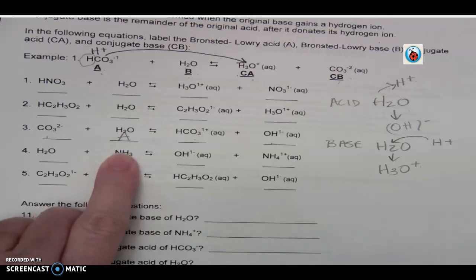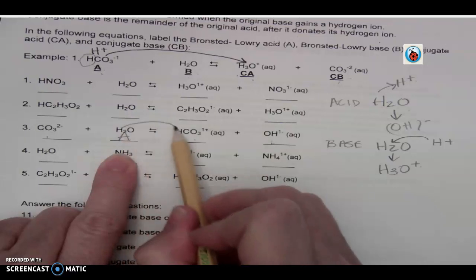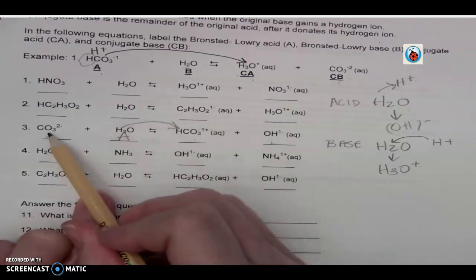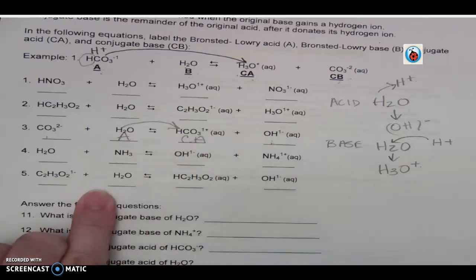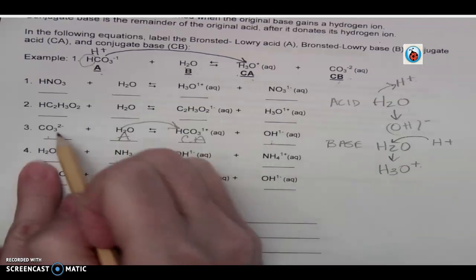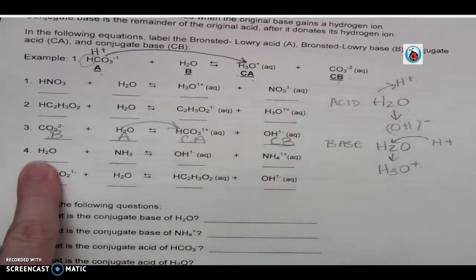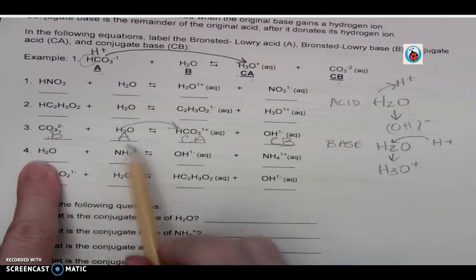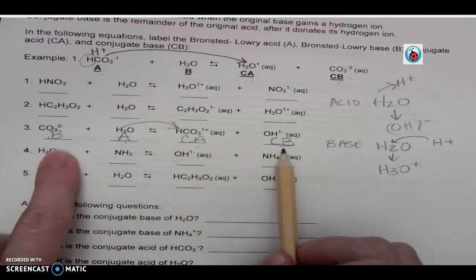Who did it give it to? Well, this is what's left of the water, so it had to give it to this guy because he didn't even have a hydrogen to begin with. So that makes him the conjugate acid. That means this is the base and this is the conjugate base. Okay, find your acid, conjugate acid. Then just fill in base, conjugate base.